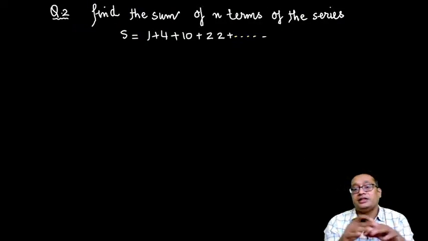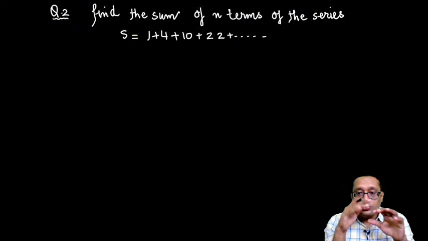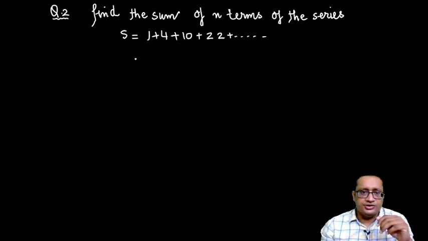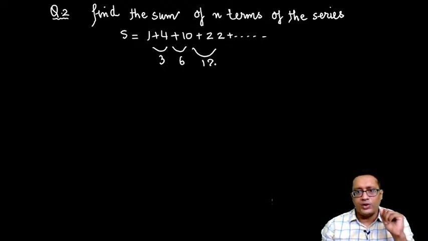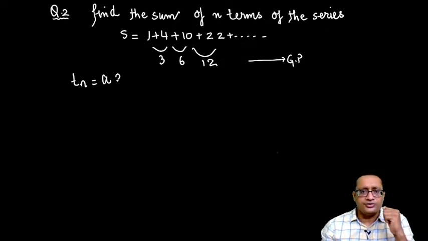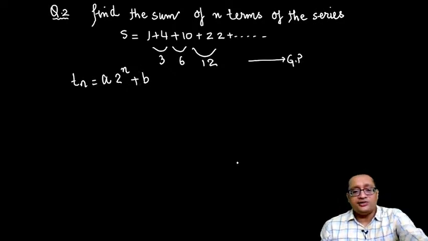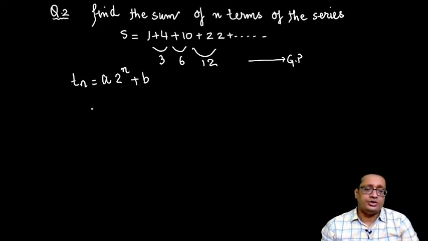Now we will take the series whose successive terms are in GP. See here, difference 3, this difference 6, this difference 12. Then what are you finding? The successive term differences are in GP. The first method is to write the nth term, A into R to the power n plus B. What is R? R is the common ratio of the GP, 2 to the power n plus B. So again, what is unknown here? A and B. So I need two equations.